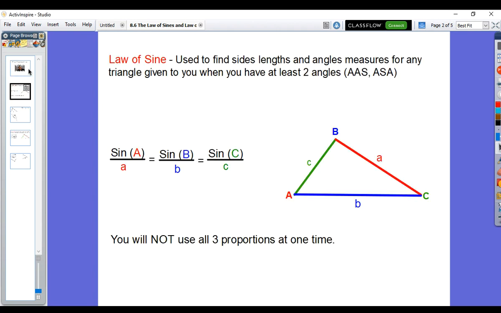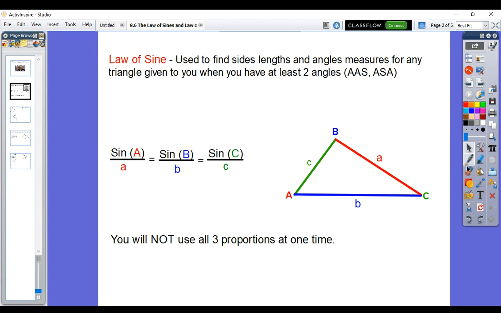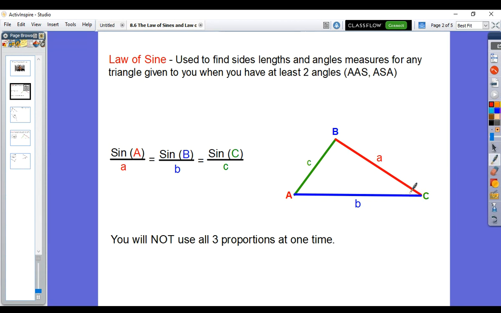So let's talk about the law of sine. The law of sine is used to find a missing side or a missing angle. It is, in a way, a proportion. You don't use all three proportions at a time, but you use them depending on the information you have. So we say sine of big A over little a, sine of big B over little b, sine of big C over little c. Big C is the angle, little c is the side.